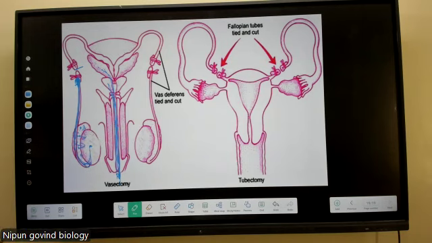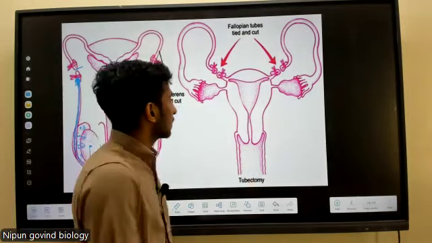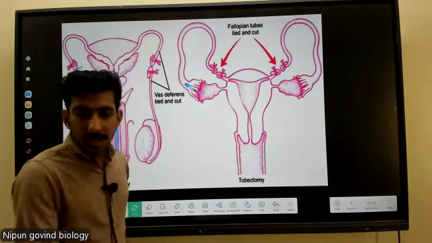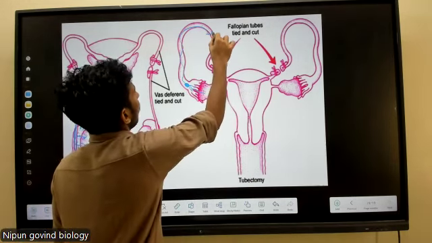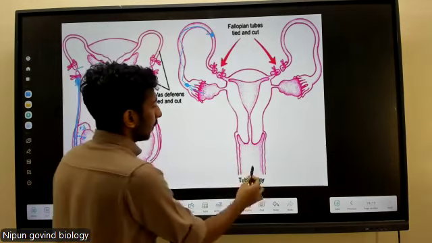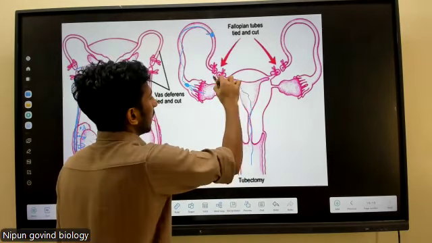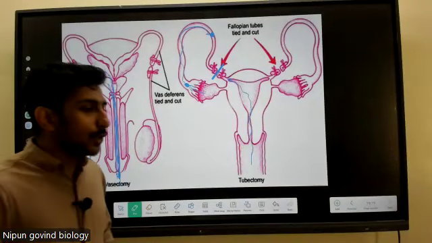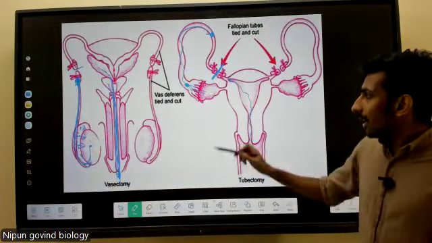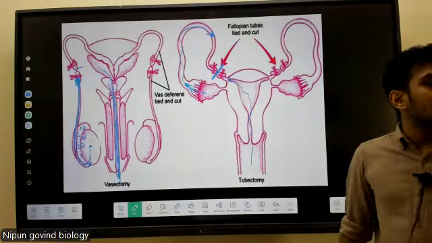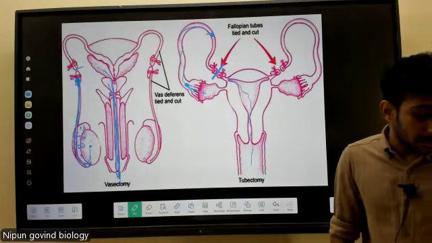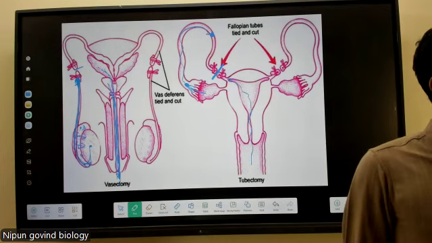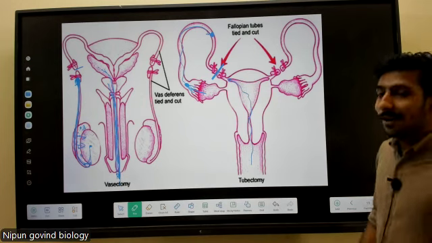Okay, guys, in this case, ovum will be released and the ovum will reach here. Ovum will be waiting for the sperm to enter, but sperm cannot cross the incision, so there is no fertilization. And during ovulation, what happens? Sperm formed, sperm not released, what happens to the sperm? Reabsorbed into the body.